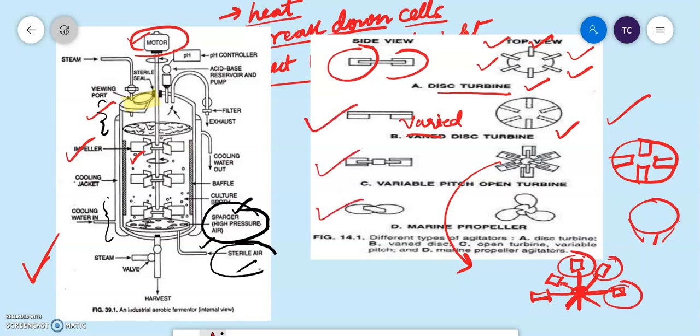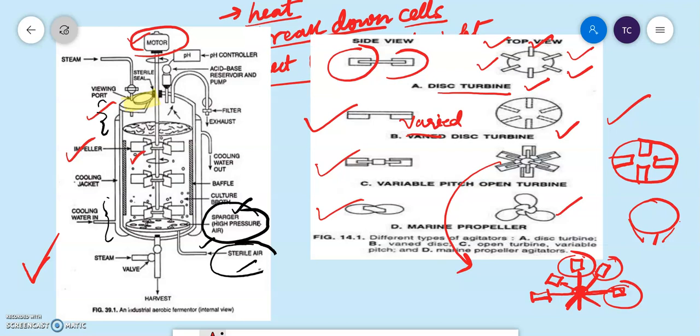And the fourth one is your marine propeller. You have seen it in the submarine, right? From Solomons 1969. So this particular marine propeller agitator is having blades, of course, but the blades are blunt. So it will not only bring about proper agitation, but the breakage of the cell will also be reduced.